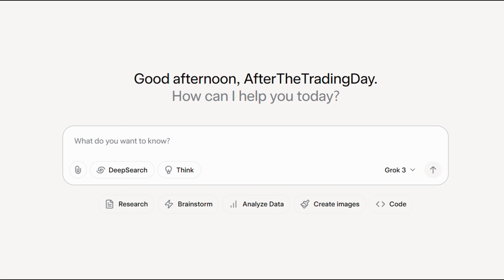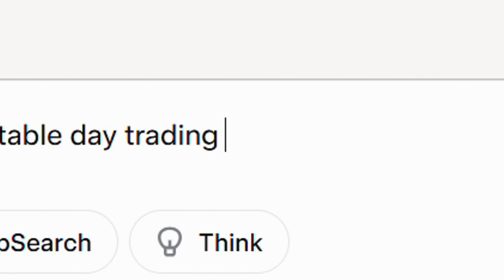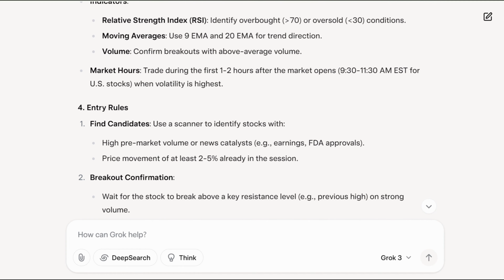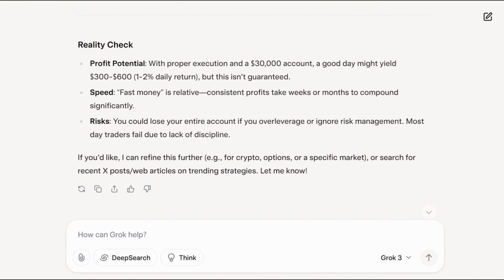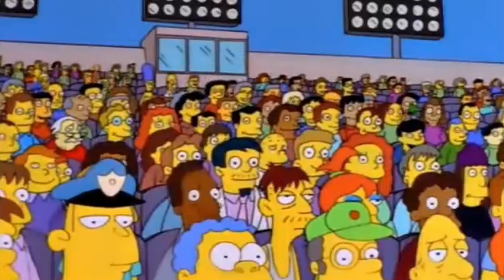I asked Grok 3 to give me a trading strategy with the highest win rate to make the most money. Create a profitable day trading strategy that will make a lot of money fast. And it gave me a very long and boring response with all the rules and restrictions, and I know you don't want to read through all of that. Boring. That's why you have me.